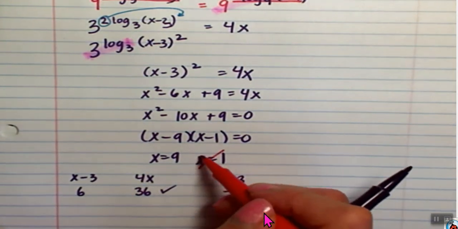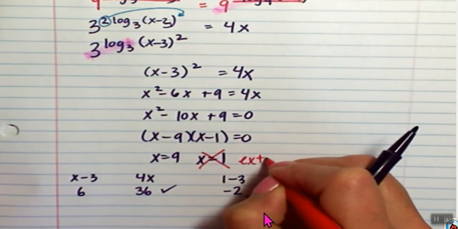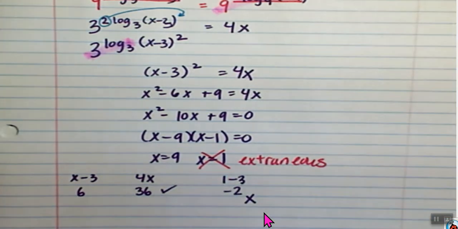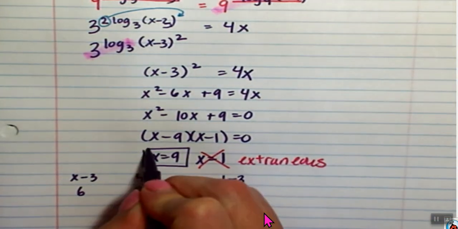So what happens is this one is called extraneous. All right, so the only solution is x equals 9.